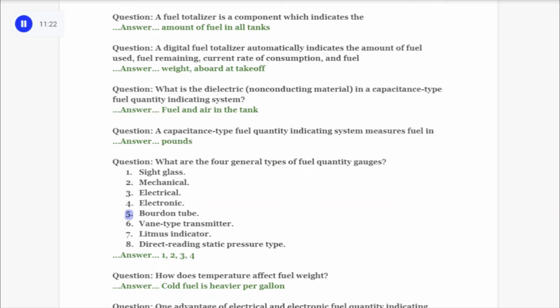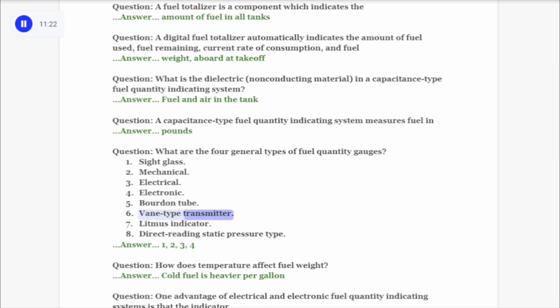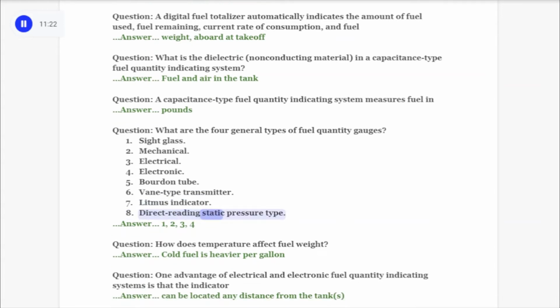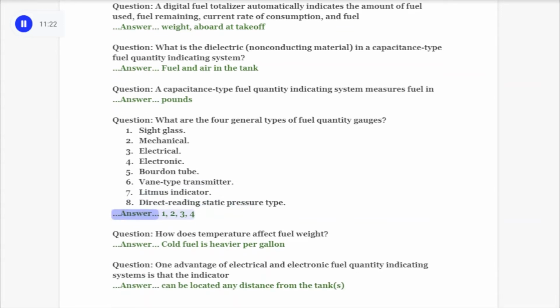5. Board and tube. 6. Vane type transmitter. 7. Litmus indicator. 8. Direct reading static pressure type. Answer: 1, 2, 3, 4.